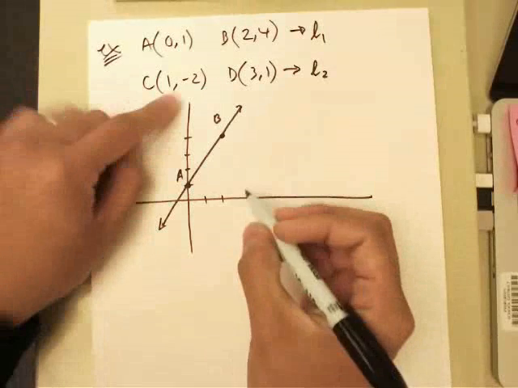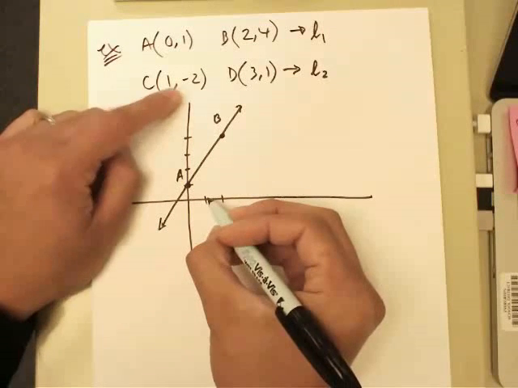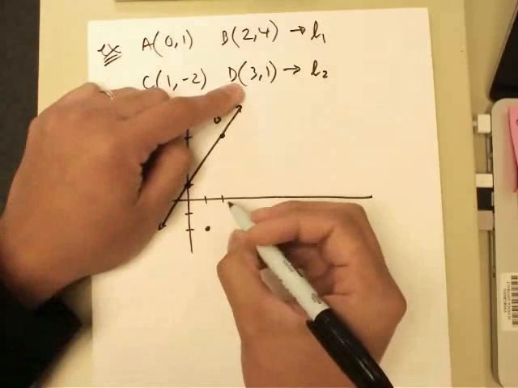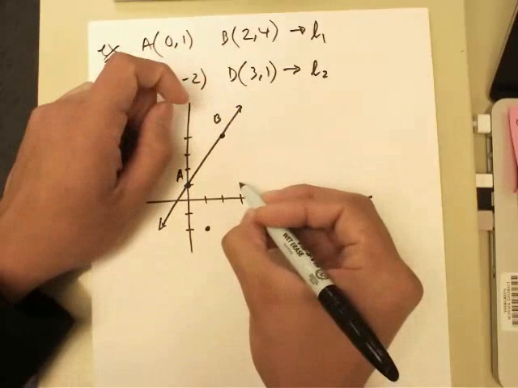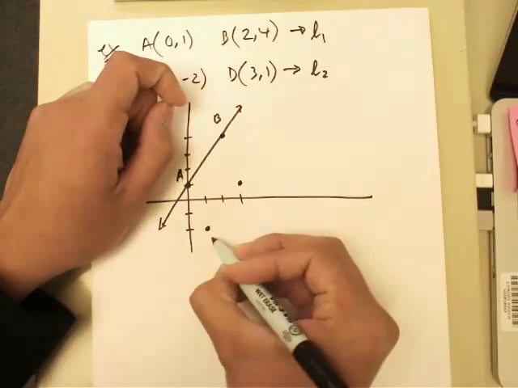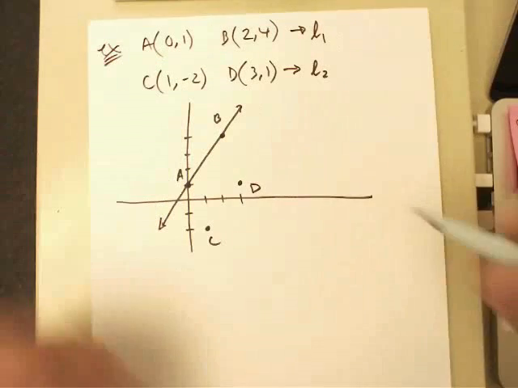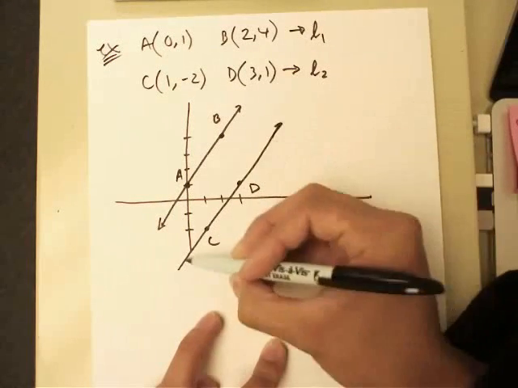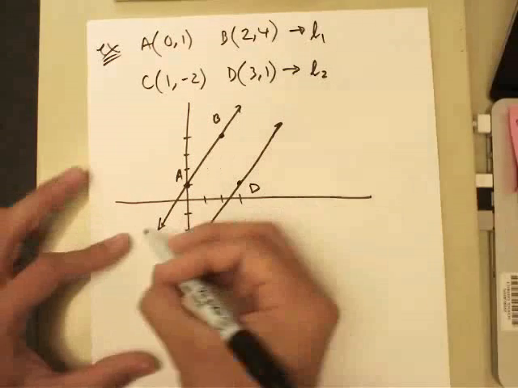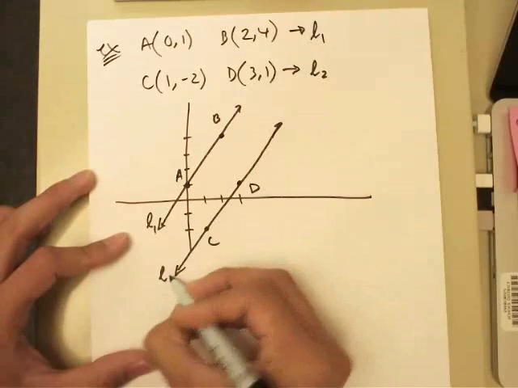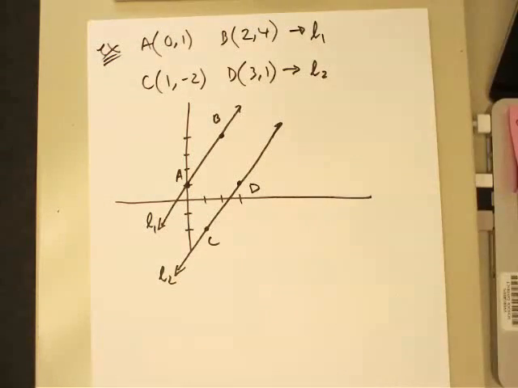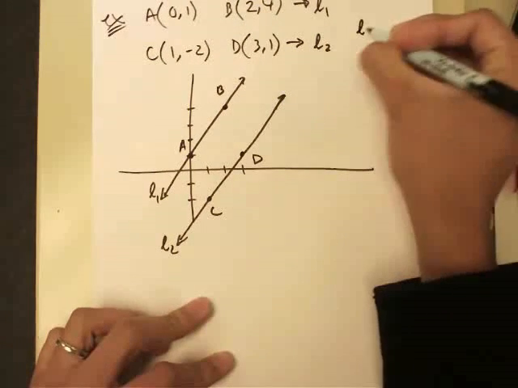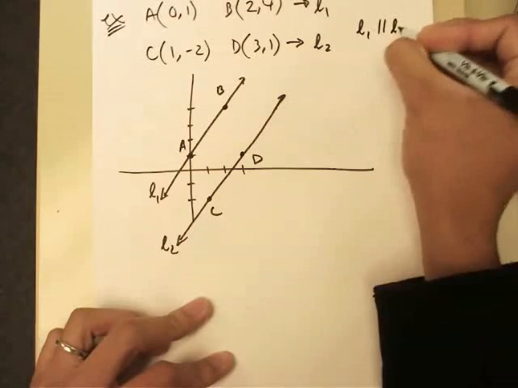Let's do point C. Point C tells me to go 1 right, 2 down. Okay, so there it is. And then point D tells me to go 3 right and then 1 up. So here's point C, here's point D. Connecting these two again, I have another line. So let's call this line 1. Let's call this line 2. Now that we have our two lines, let's investigate. I'm telling you right now that L1, line 1, is parallel to line 2.